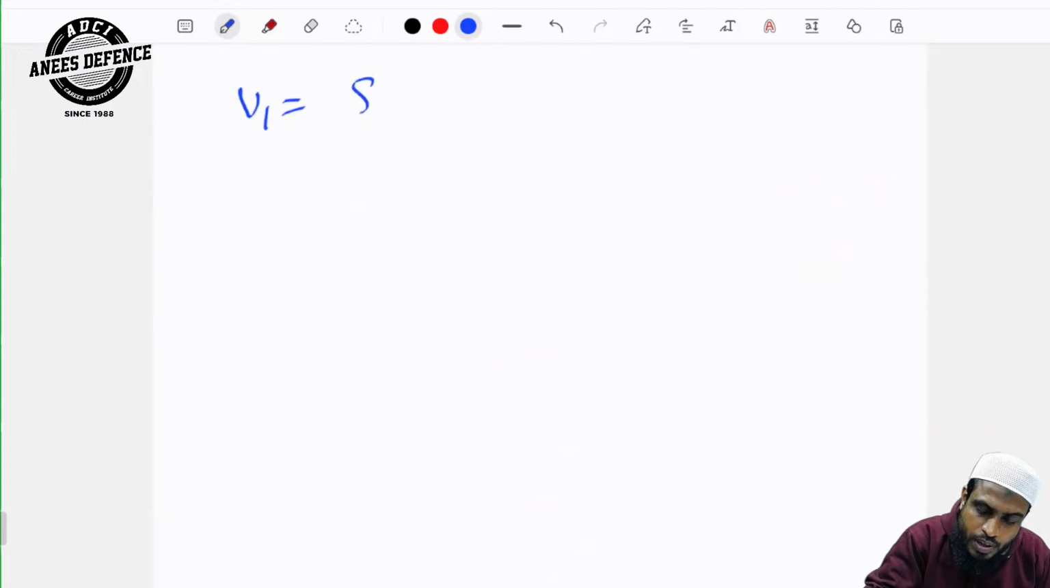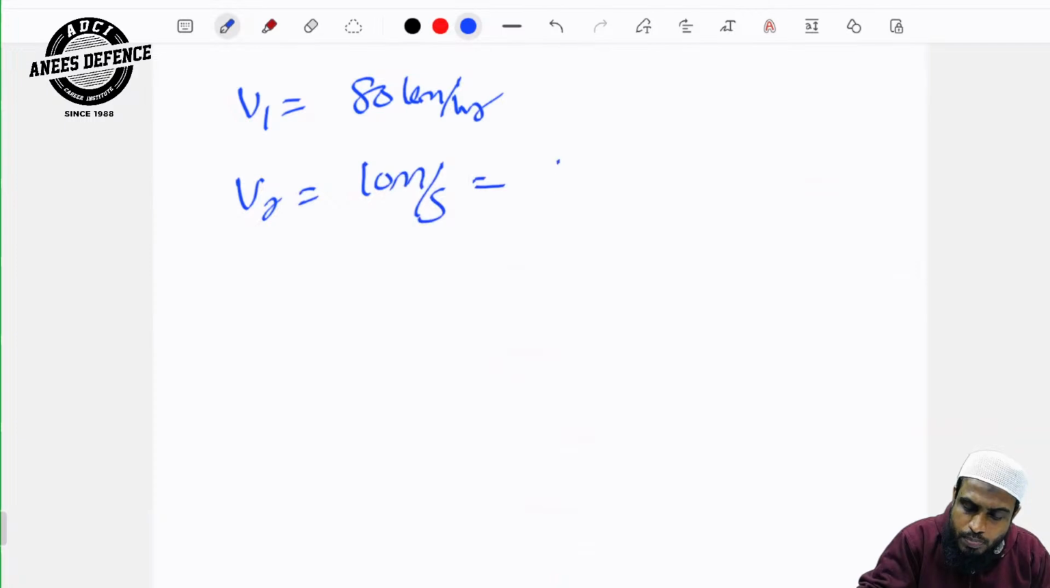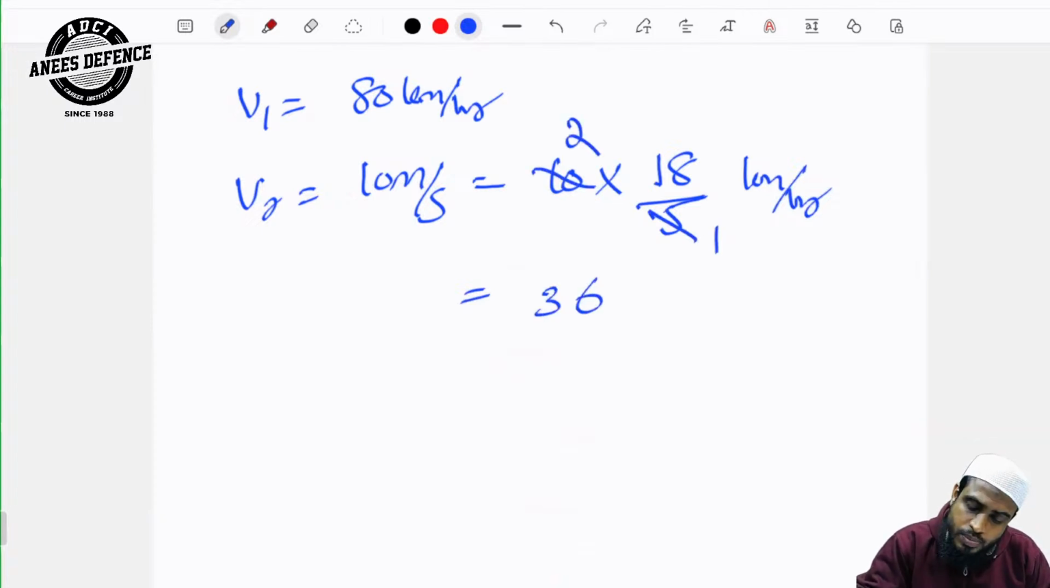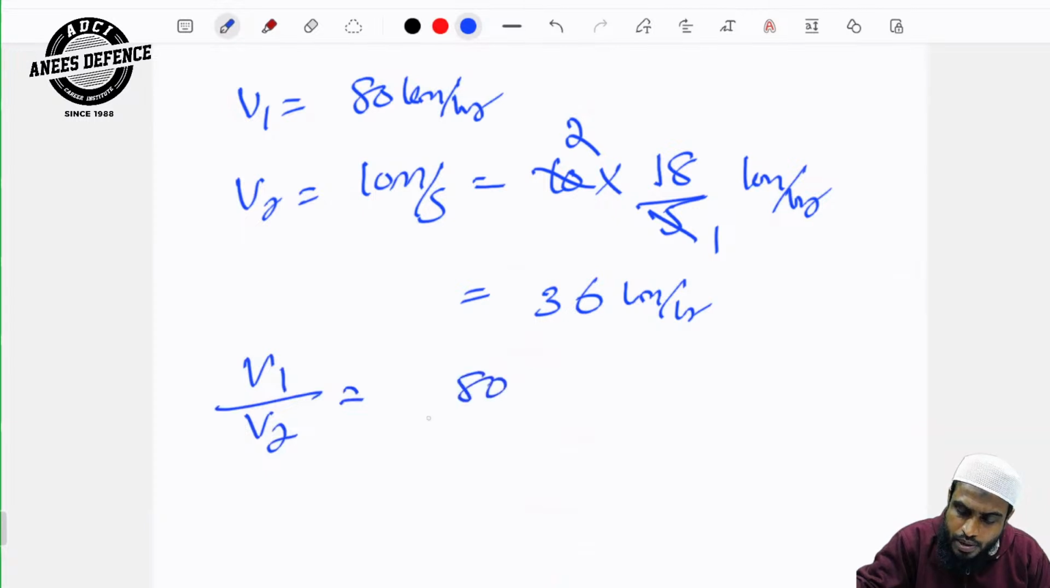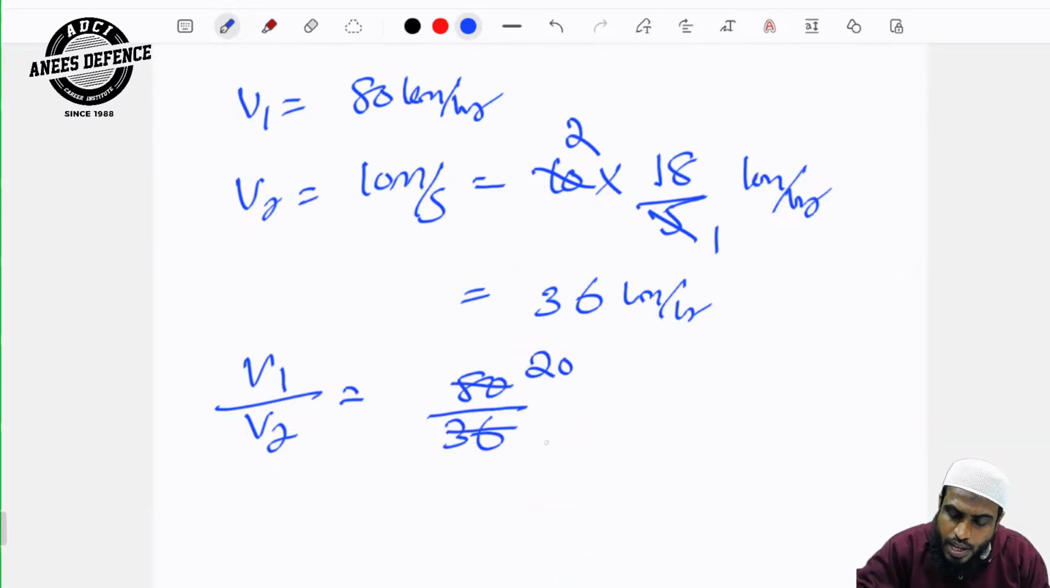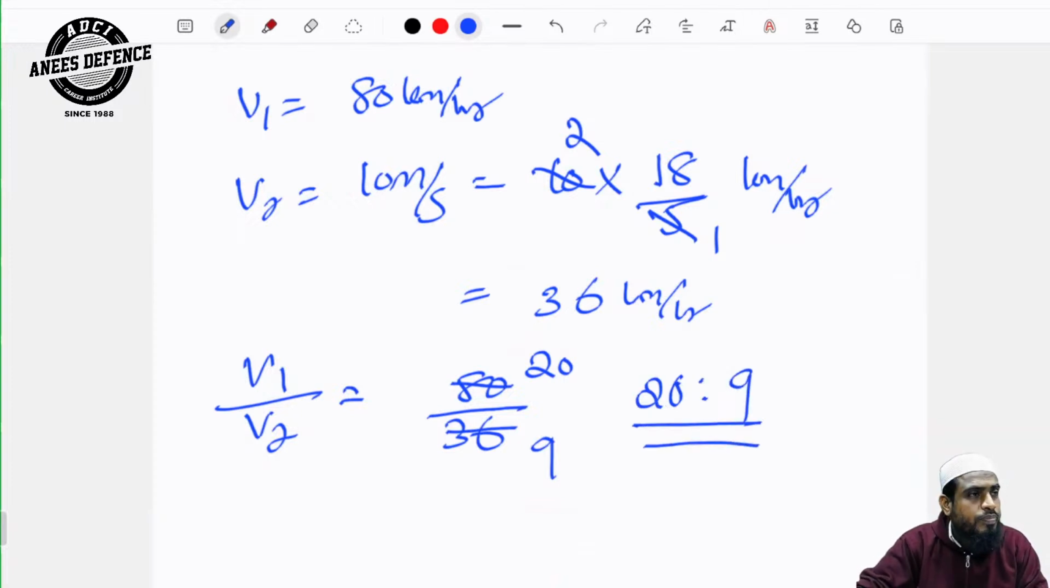So V1 equal to 80 kilometer per hour, V2 equal to 10 meter per second. So 10 meter per second can be converted by 18 by 5 to kilometer per hour. 1 into 5, 2 into 5, 2 into 18, 36 kilometer per hour. So what is the ratio? V1 by V2 equal to 80 by 36. 80 by 36 means 20 into 4 is 80, 9 into 4 is 36. Still you are getting 20 is to 9.